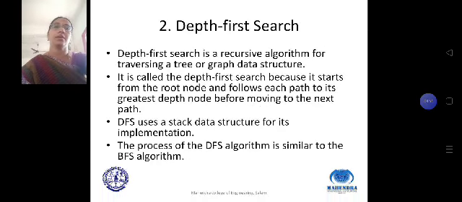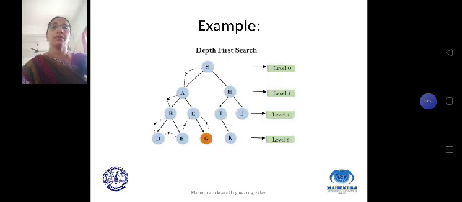The next search is depth first search. Depth first search is a recursive algorithm for traversing a tree or graph data structure. It's called depth first search because it starts from the root node and goes to the successor nodes in a depth-wise manner. It uses the stack data structure for its implementation, similar to the BFS algorithm. Here is an example of depth first search. From the source node to the destination, it traverses each node in a depth-wise manner: level 0, level 1, level 2, level 3. When the successor node is revisited, the tree is terminated. That's called depth first search.